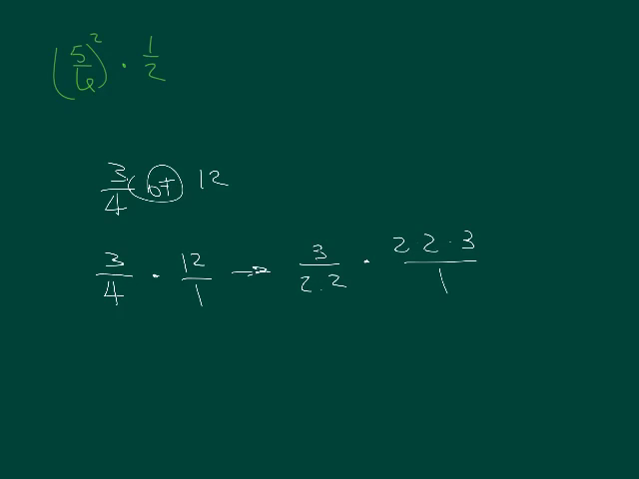And then it makes it real easy for me to cancel these two 2's with these two. And 3/4 times 12 is 3 times 3, which is what I have there, and I have a 1 there, so I've just got 9.